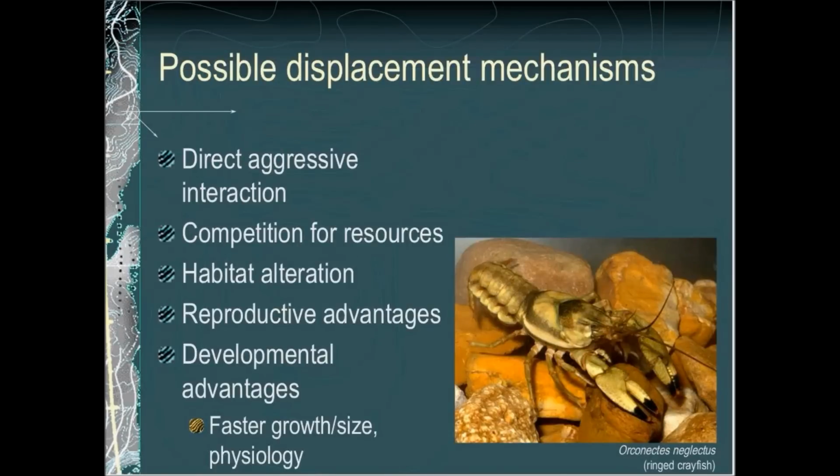All right. Displacement methods, this is probably pretty inherent. They can either directly kill them, compete for resources, or alter the habitat. I mentioned some of that with the rusty crayfish. There may be some reproductive or developmental advantages, and Eric is telling me I need to wrap it up.